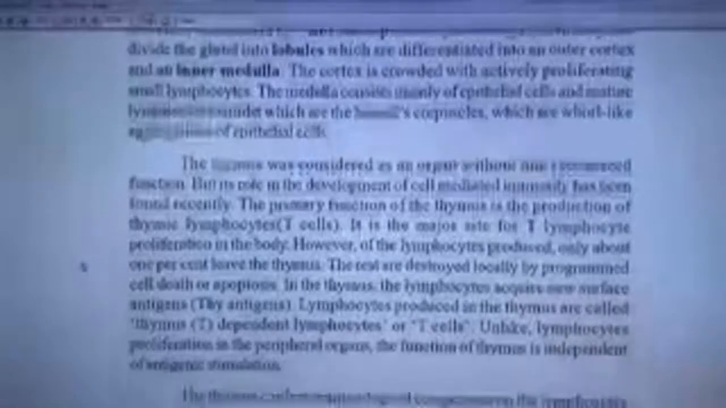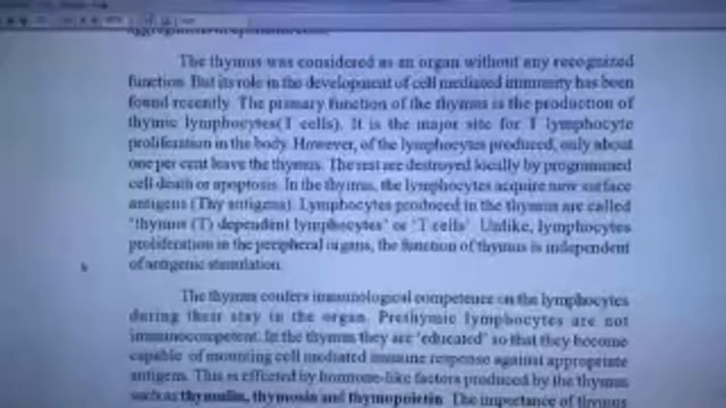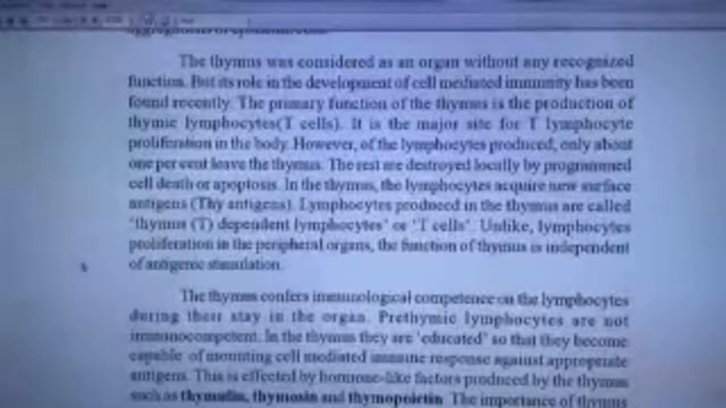The thymus was considered an organ without any recognized function, but its role in the development of cell-mediated immunity has been found recently. The primary function of the thymus is the production of thymic lymphocytes, or T cells. It is a major site of T lymphocyte proliferation in the body. However, of the lymphocytes produced, only about 1% leave the thymus. The rest are destroyed locally by programmed cell death, or apoptosis.